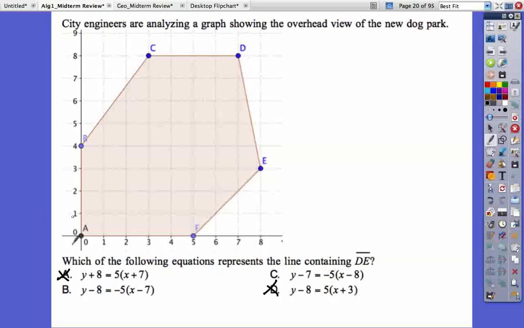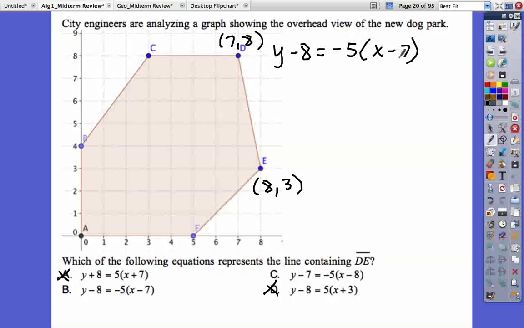And then this is all in point-slope form. Remember, it is on your reference sheet. So if we use this point for point-slope form, my x is 7, my y is 8. Here, my x is 8, my y is 3. This gives me y minus 8 equals negative 5 times x minus 7. That is my answer choice, so I don't have to do this one because I know that this is my answer.